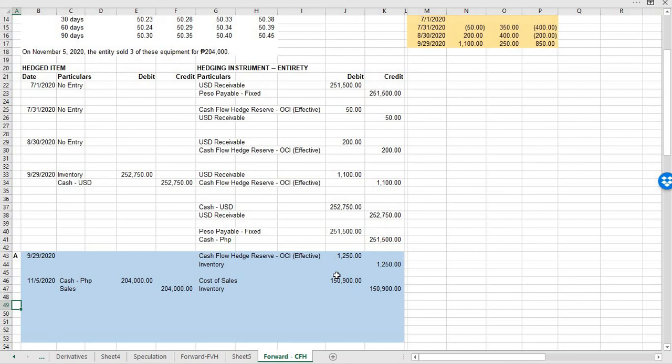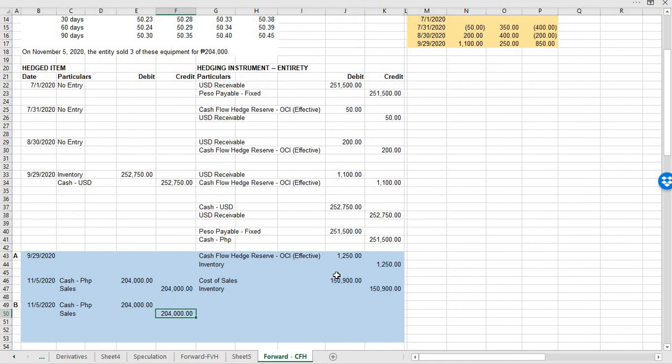And syempre, for this problem, since ang ating non-financial asset is an inventory, so yung inventory will have an effect on profit or loss once the inventory is sold. So, i-trade-han natin for the second option. So, mangyari to on November 5, 2020, the date of sale. So, let's record first the sales transaction. Debit cash, 204,000 pesos and credit sales, 204,000 pesos.